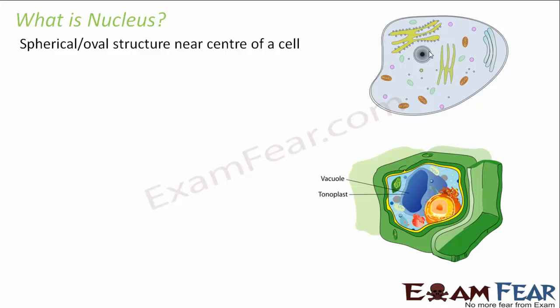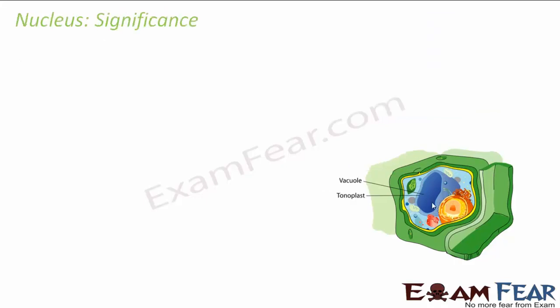Similarly, in a plant cell, if you look at this orange colored structure, this is a nucleus. So it is present in both plant and animal cells. Let us look at the significance of the nucleus. I mean, what is the purpose of having a nucleus inside a cell?